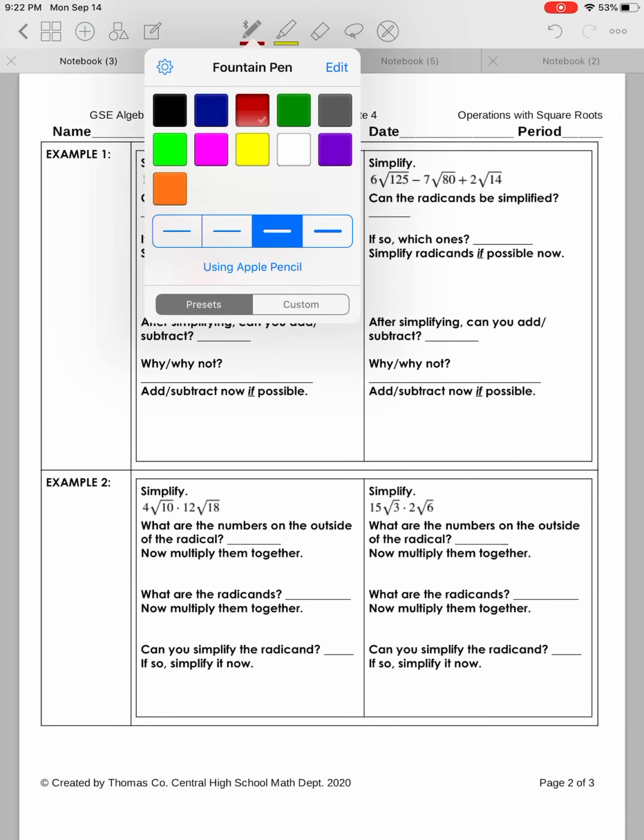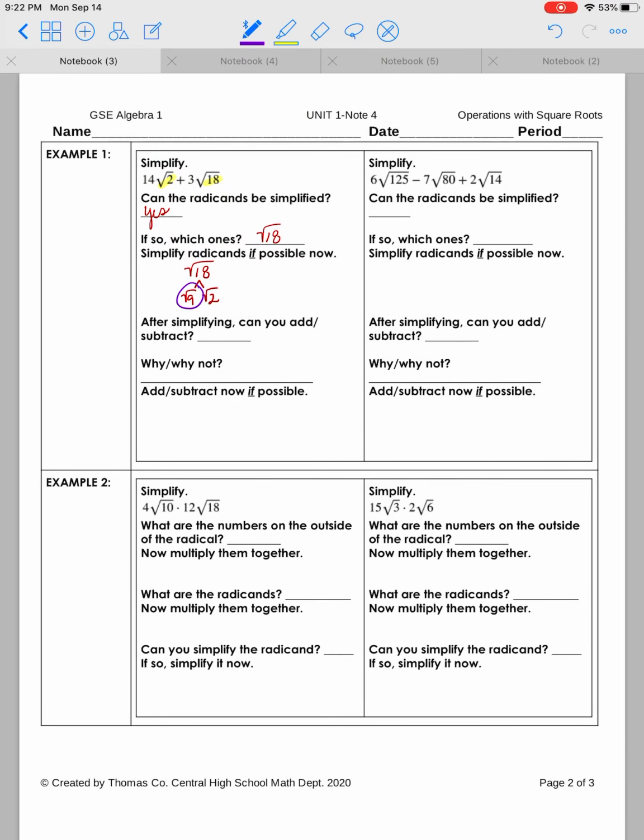So that square root of 9 is my perfect square. Square root of 9 gives me what times itself is 9? 3 times 3. And then the square root of 2 is going to stay under the radical. Now, since I simplified that, can we add or subtract? Yes, we can now add. Why? Because my radicands are the same.